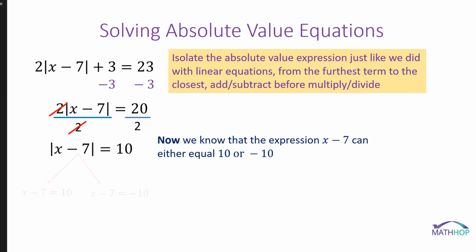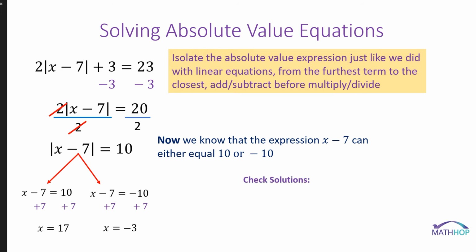So let's split it out, set it equal to 10 and negative 10, and let's solve the one on the left first. x minus 7 equals 10. Get rid of the minus 7 by adding 7 to both sides. We get x equals 17. Solving the other one, x minus 7 equals negative 10. Again, we have to add 7 to both sides. x equals negative 3.